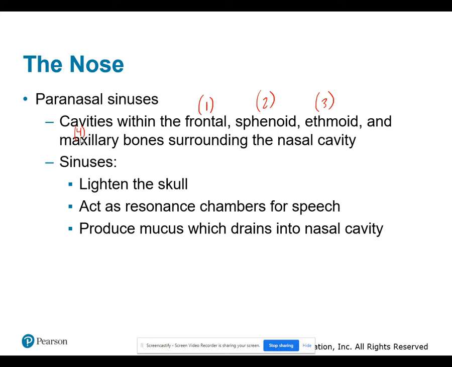And the whole function of these sinuses is to lighten the skull, help provide a chamber to help us speak and project our speech, and it produces mucus which drains into our nasal cavity. And you probably see this a lot, especially if you are prone to sinuses where you have a lot of drainage. You can feel it going down the back of your throat where your nose is. You kind of get a stuffy nose as well.